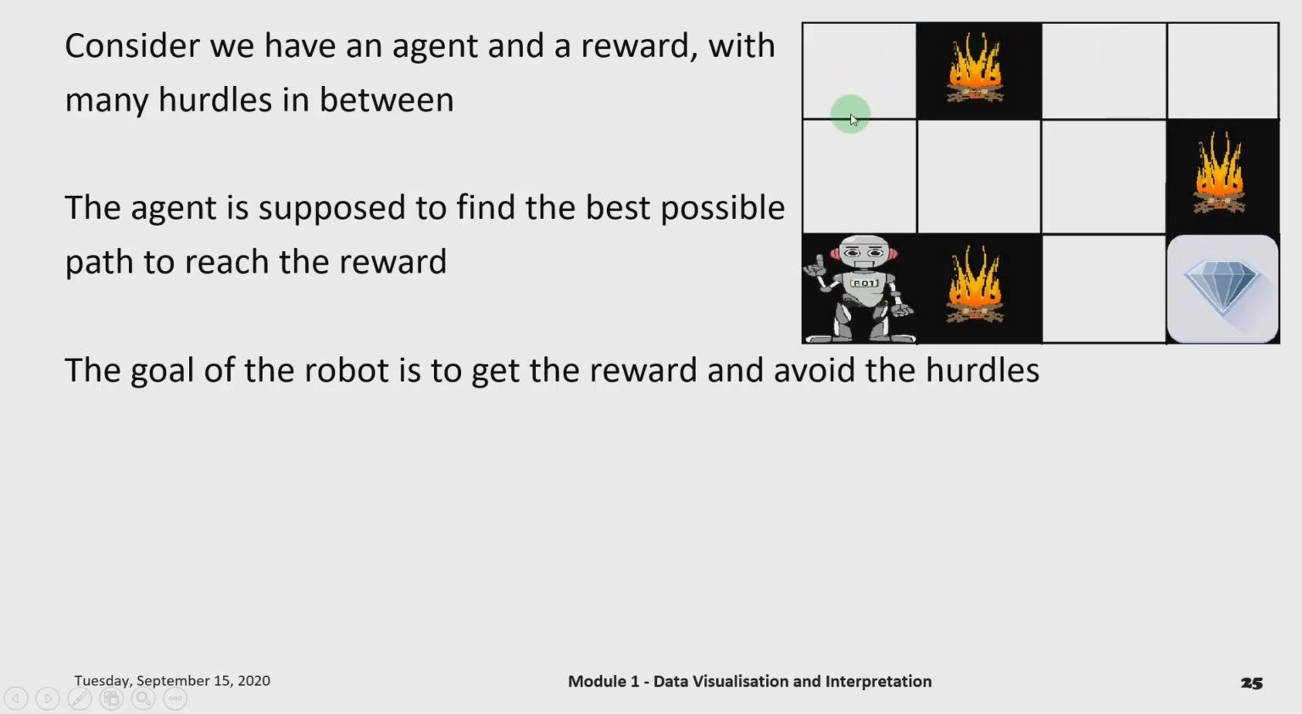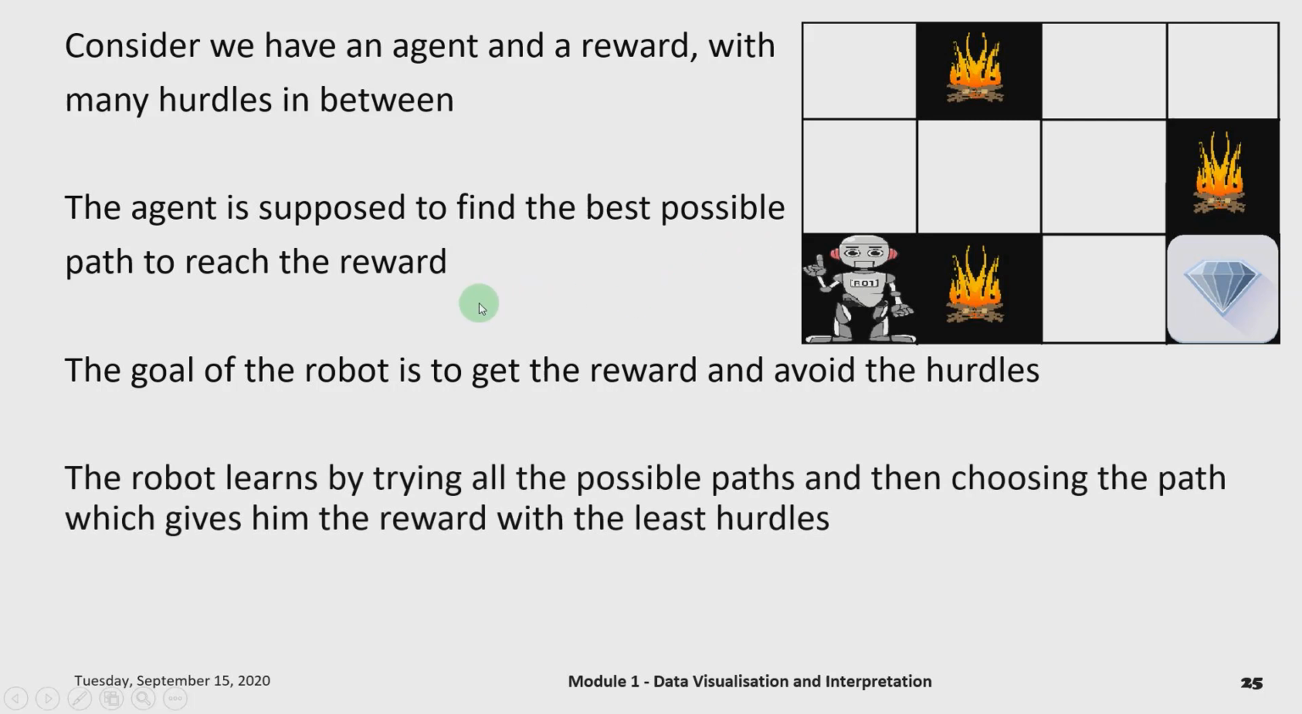possibilities, right? He will be going in this way, trying to search here, he will fail. So he will record this experience and try to learn for the next time that this path will not lead me to my goal. So this will be recorded as an experience and will not be selected further, right? So this agent, this robot, learns by trying all the possible paths and then choosing the path which gives him the reward with the least hurdles, right? Stepping onto the least boxes, that is your more accurate, more efficient way of reaching the goal.